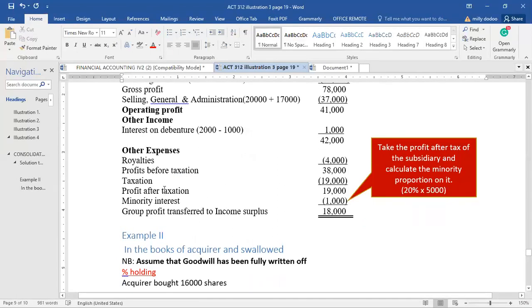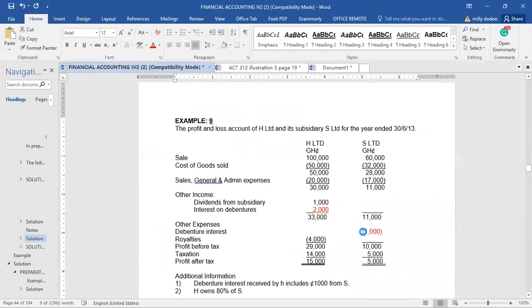Then tax. Tax of H is 14,000. And then tax of Y is 5,000. So when I add the two, 19,000. You can see that when I go to the expenses side, I did not bring the debenture interest of 1,000. Why? Because that 1,000 is what X paid to Y. So that one too is eliminated on the face of the book. So this 1,000 here did not appear anymore. I get you the scenario. Good.